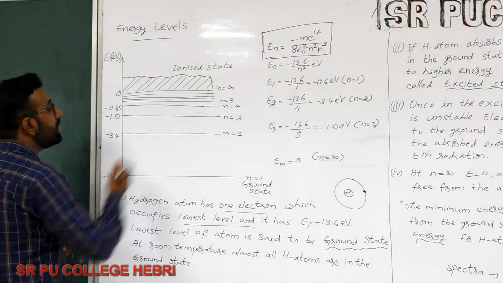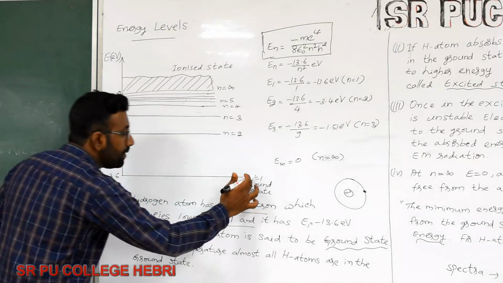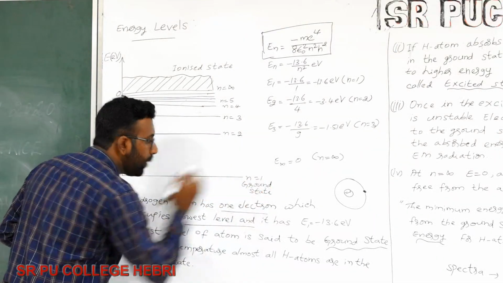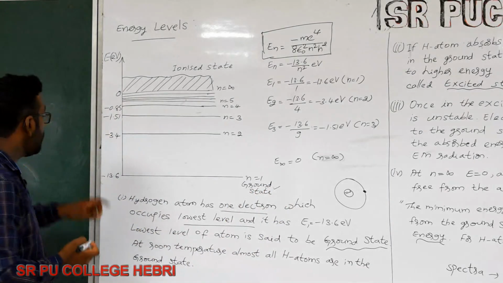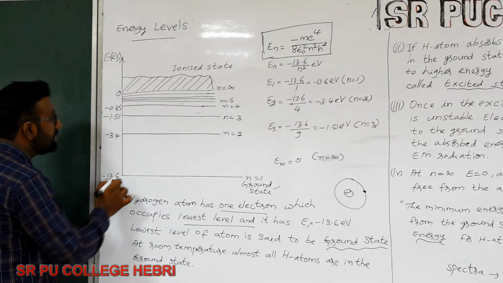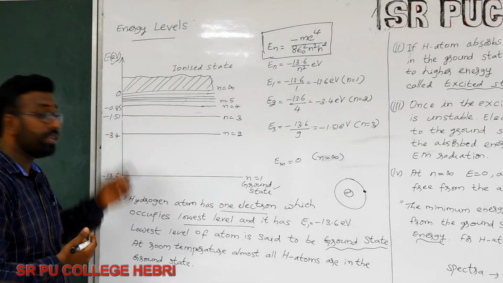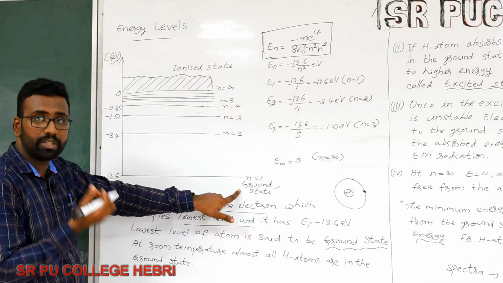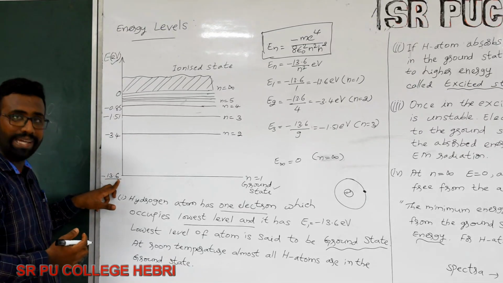These are the energy levels represented here. The first level, n equal to 1, is said to be the ground state of the atom, where the energy will be minus 13.6 electron volt. Energy is represented in terms of electron volt. The ground state of a hydrogen atom has minus 13.6 electron volt energy.